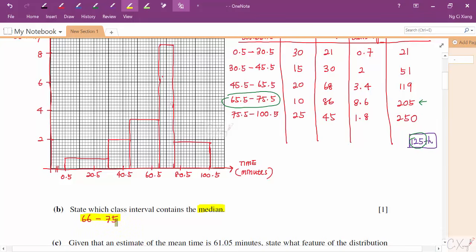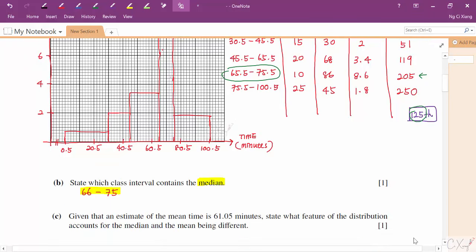Okay, and after that we will proceed to part number 3. For part number 3, they tell us that the estimation for the mean time is 61.05, and they want us to state the feature of the distribution that accounts for the median and the mean being different. Usually when they ask about the distribution, you can make some comment related to the shape of the data.